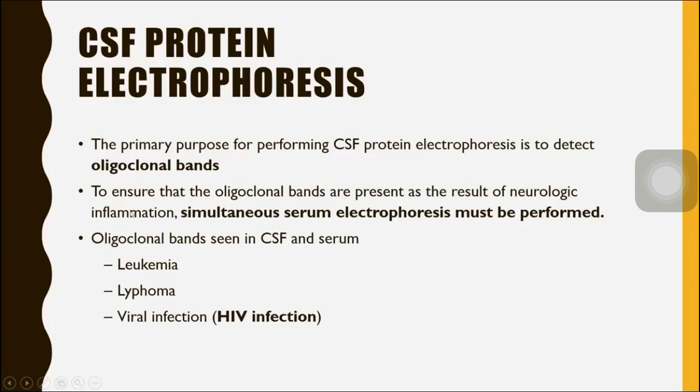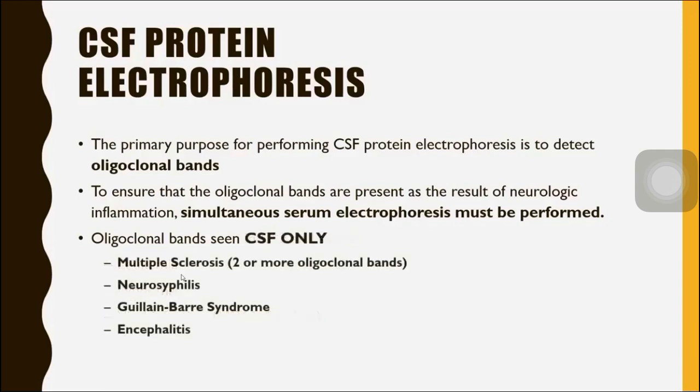So oligoclonal bands seen in both CSF and serum indicate systemic conditions. What are those systemic conditions? The patient may have leukemia, which is why the CSF protein increased, or lymphoma, or the patient may be HIV-positive. Of course, that includes multiple myeloma, with oligoclonal bands seen in both CSF and serum. How about if the oligoclonal bands are seen in CSF only? It may indicate conditions like multiple sclerosis, neurosyphilis, Guillain-Barré syndrome, and encephalitis. Usually, multiple sclerosis may show two or more oligoclonal bands.